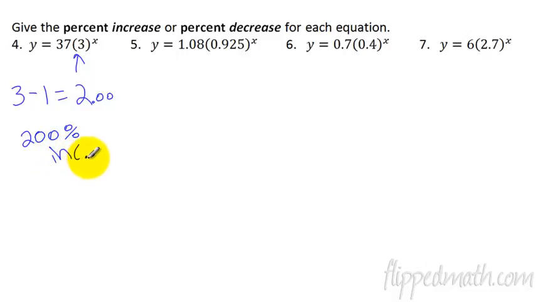increase. I'm going to abbreviate and just say INC. It's a 200% increase. That's what this model represents, 200% increase, where the initial value was a 37. So 37 something or other, and it's increasing 200%.